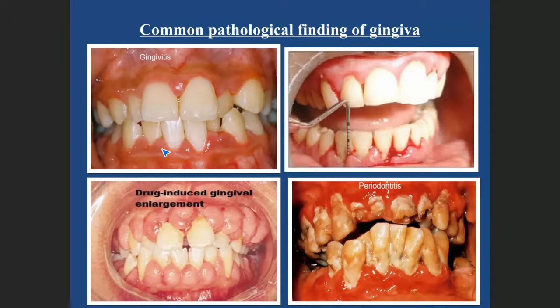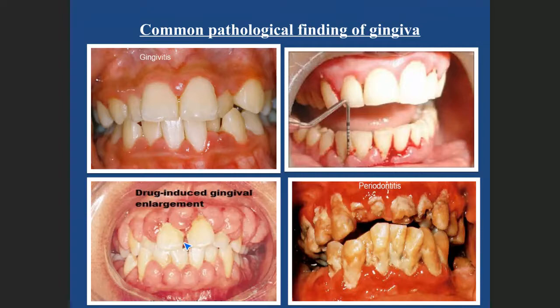So you can see here in the gingivitis, the interdental papilla is inflamed. See here the inflammation, enlargement of the gingiva. See in this also. You can see here recession is there. Okay, mobility.